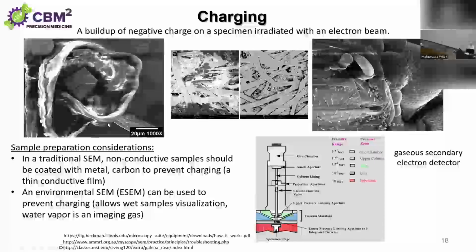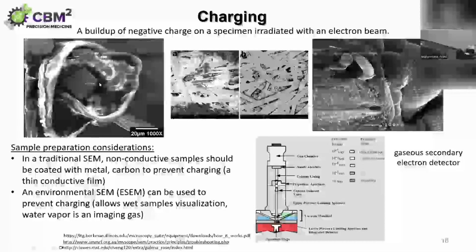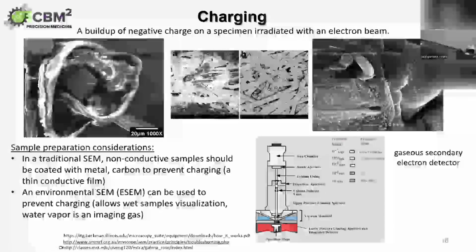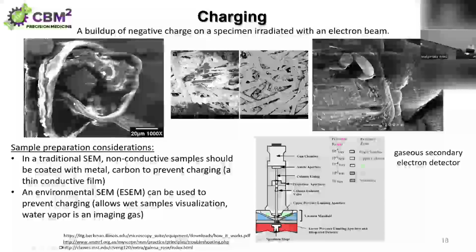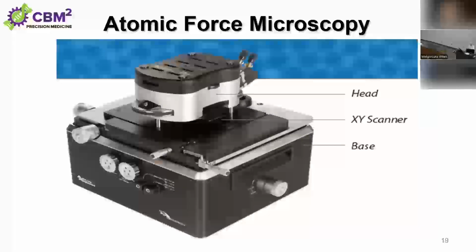This is just to show you all the physics associated with charging. We alluded to this, and it is quite interesting. You can see here that negative charge buildup on the specimen can provide issues with the quality of the image that you generate. You can see that here, coated versus uncoated. Again, I apologize, I'm going through this kind of fast.